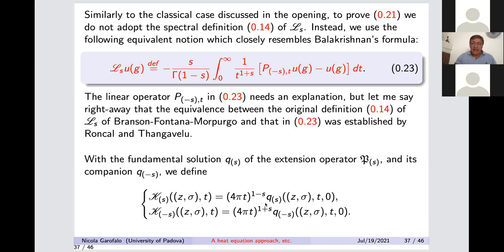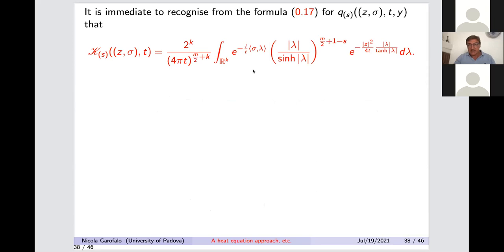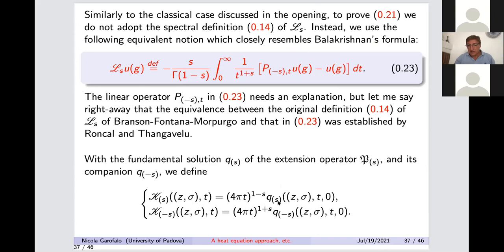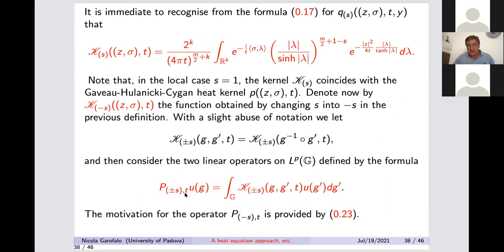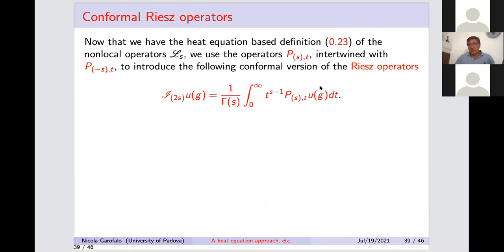And I will now call K_s this object that I've just introduced. There is an explicit formula, right? Using the fact that we have an explicit formula for Q_s, I wrote it for you before. And I will define out of these two operators P_{±s,t}, okay? And then I will use one operator to define the conformal Riesz operator. So P_{+s}, and I will define the Riesz operator in this way.